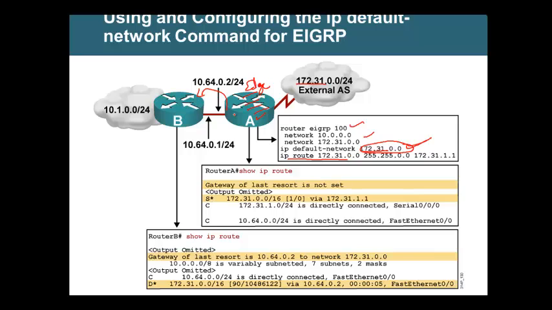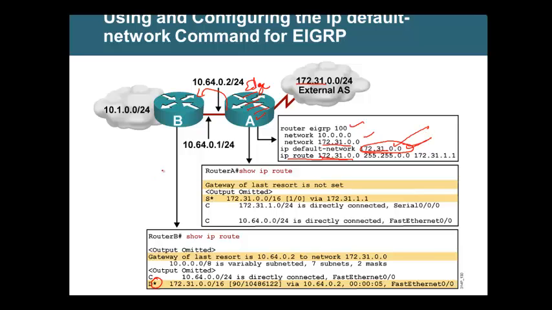And by using the EIGRP network command, we advertise the default route. So instead of simply going as a D, it goes as D star. Why does it go as D star? Because it is not a simple network. 172.31 is not a simple network. It's defined as a default network.